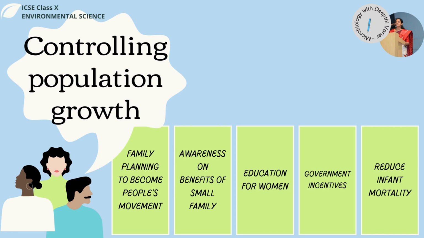There has to be awareness of the benefits of a small family. People should be made aware about how the population is causing a lot of climate change and environmental degradation, and what the benefits are if you have a smaller family. That is the reason awareness on population is included right from the school curriculum. School and college curriculum does have awareness on smaller families and their benefits. Education for women is very, very important. So women centered human development is extremely important.